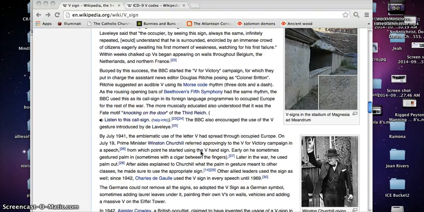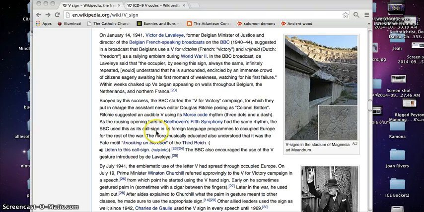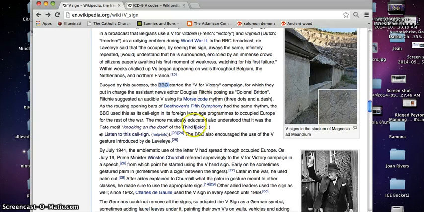So the reason that we all do the peace sign, I guess, is that it was started by the BBC, which is 223, skull and bones, whatever. They started the V for Victory campaign, and when they did that, Winston Churchill referred approvingly to the V for Victory campaign in a speech. So Winston Churchill started doing the V sign in front of people or whatever.